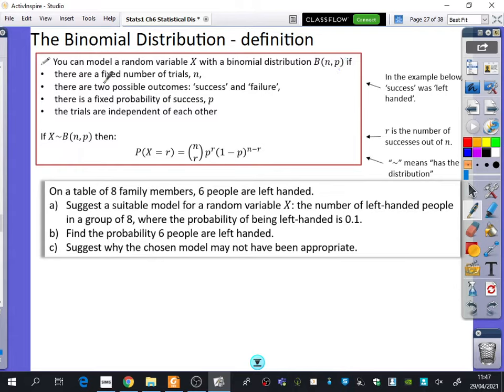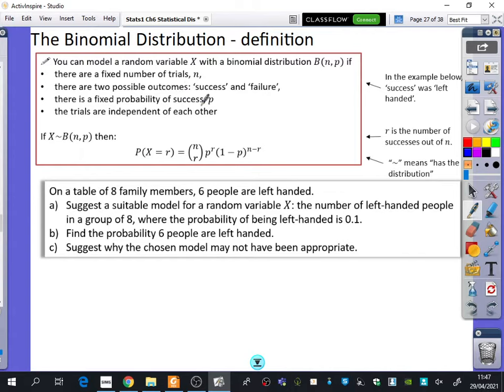First of all, if there are a fixed number of trials. So in that previous example, I was playing the game 15 times. I wasn't going to suddenly randomly change it halfway through. It has to be a fixed number of times you're doing the thing. If there are 2 possible outcomes, I either won the game or I lost the game. I wouldn't be able to do it if I was saying it's either a win, a lose, or a draw, or if it was something that was a bit more complicated.